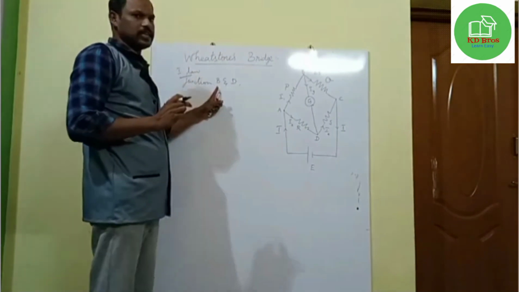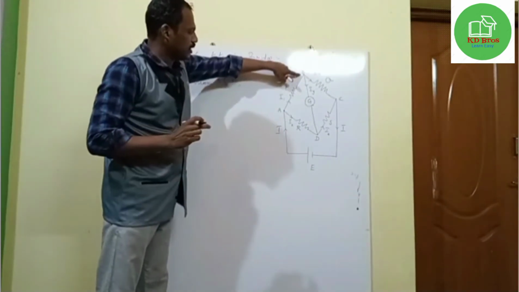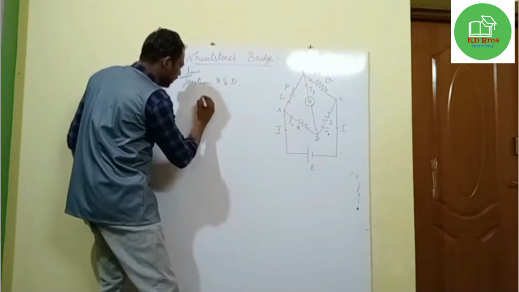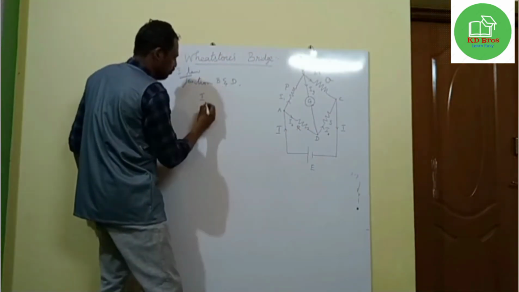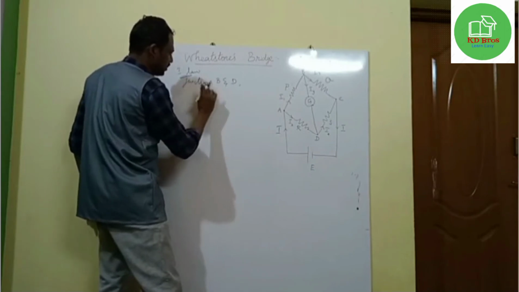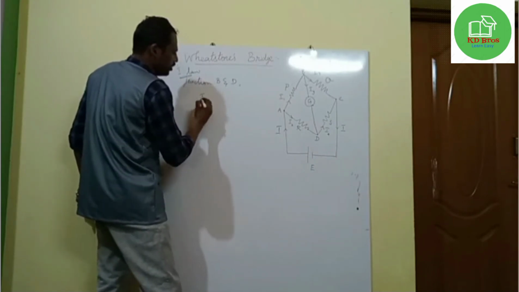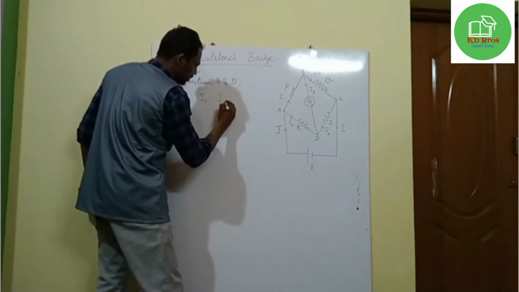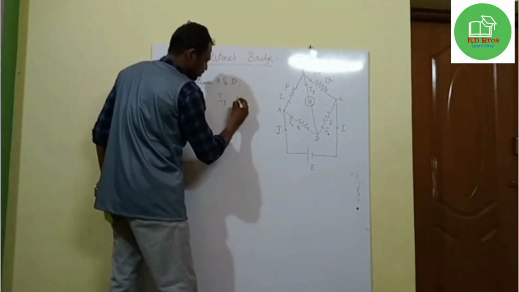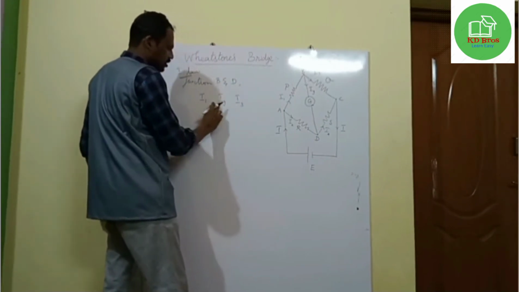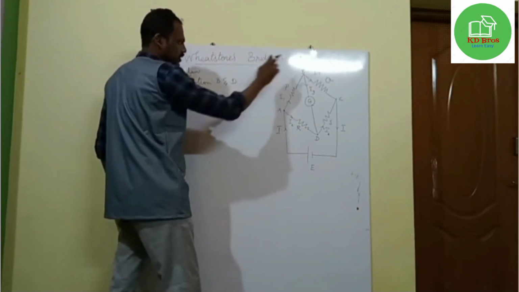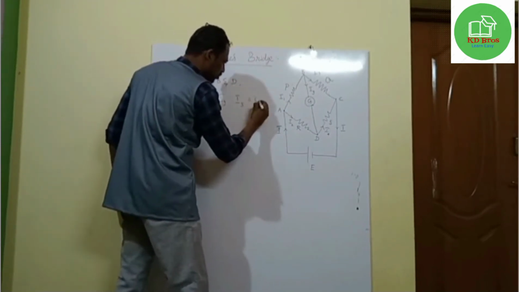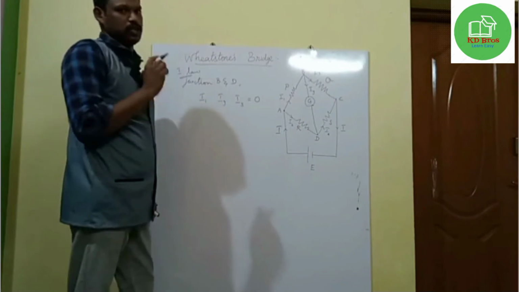Now we have to consider the junction B. At this point, three currents are involved. At junction B, the currents I1, Ig and I3 are involved. These are the three currents meeting at junction B, and the algebraic sum of these three is equal to 0.